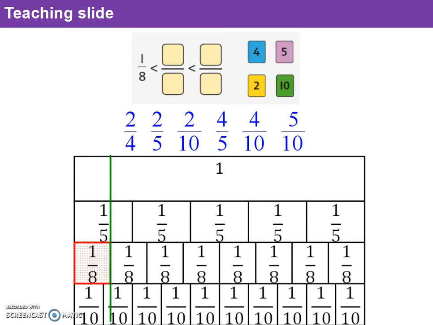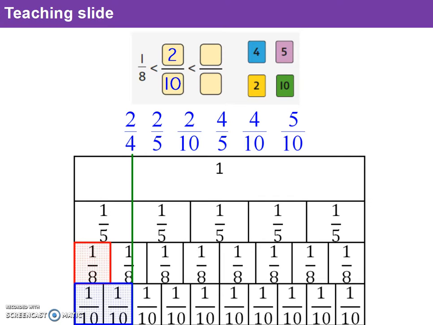Now, using my highlighted 1/8 and my green stick to move along in a nice straight line, I'm going to see which is the very first fraction I'm going to get to after 1/8, because 1/8 is smaller than this, but we know that the third fraction is going to be the biggest of the lot. So we're going to be looking for the next fraction that we'll get to, because then we can say 1/8 is definitely less than that. And we can see the very first fraction we come to is 2/10. So we know that 1/8 is definitely smaller than 2/10.